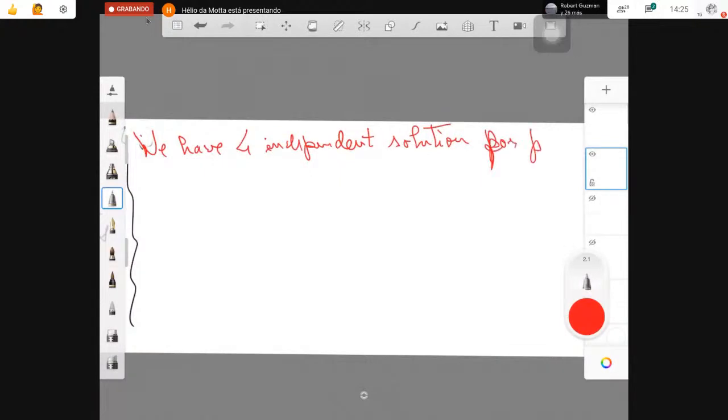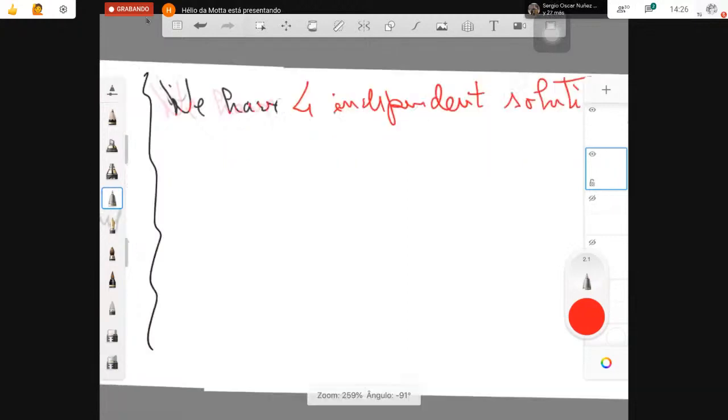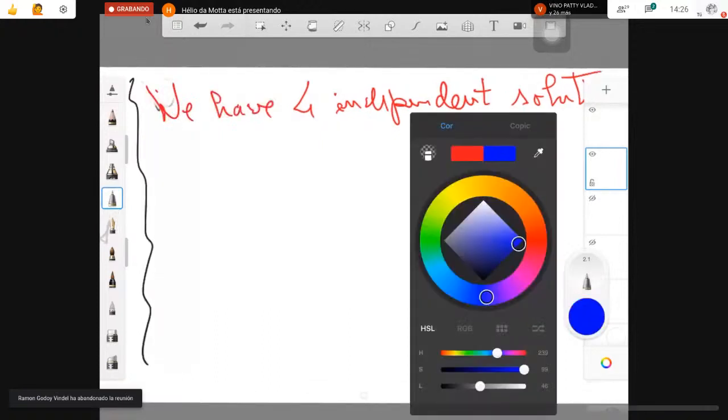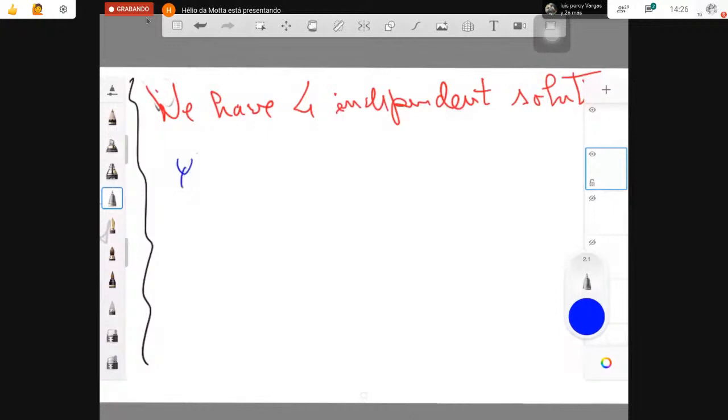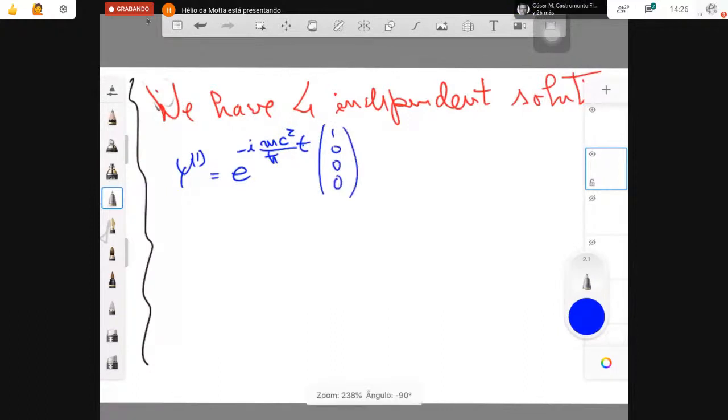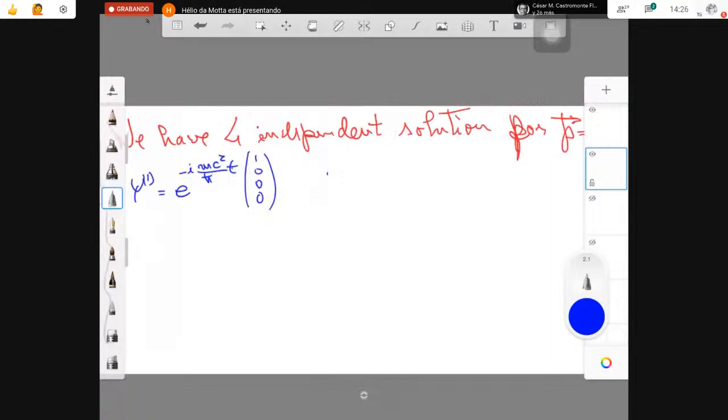For P equal 0. Remember at the very beginning that we made this assumption just to make things easier. So the solutions are here. I write them in blue. So this is from yesterday. Remember, then here I have 1, 0, 0, 0. Solution 1. This is solution 2.